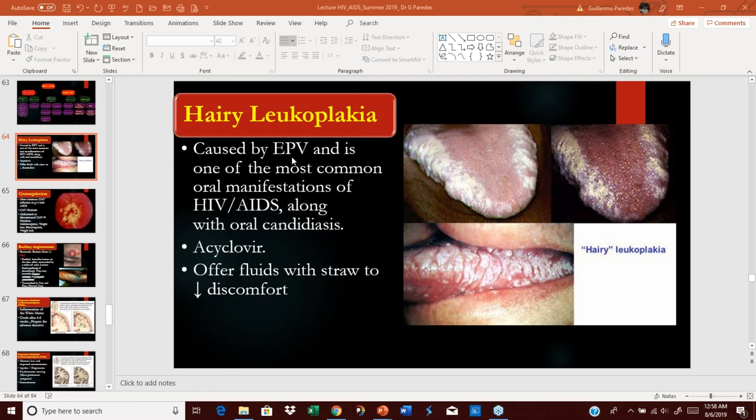Most of the time it's associated, in addition to Candida albicans, which mostly happens on the top of the tongue. So what you need to do here is, this patient is going to have some cracks on the tongue that can produce some pain. So we need to not mobilize the tongue during the meals and during the drinks. So the patient is going to use a straw in order to minimize that pain.